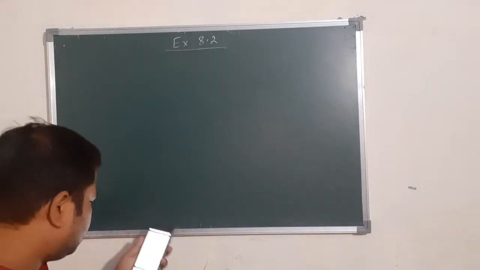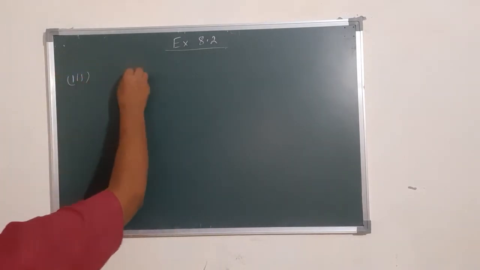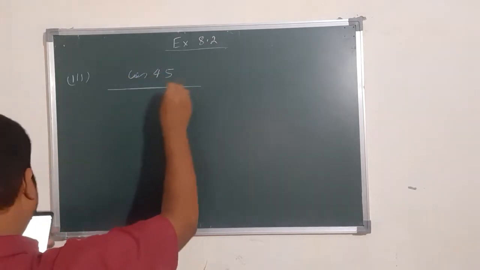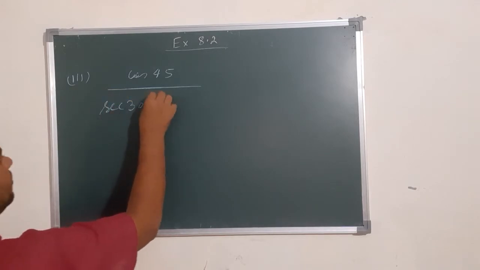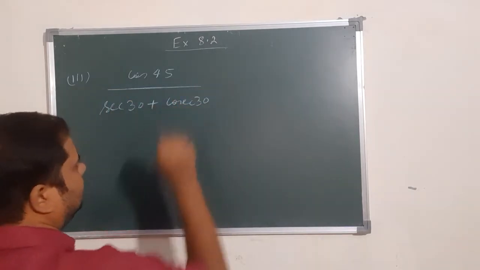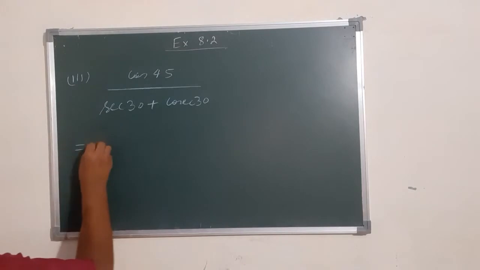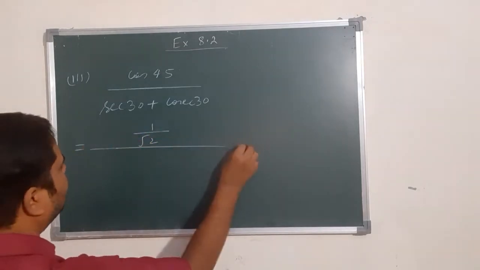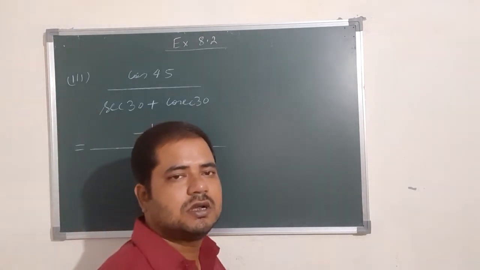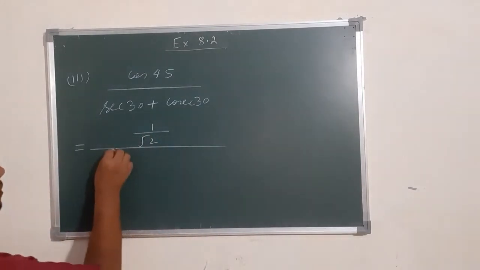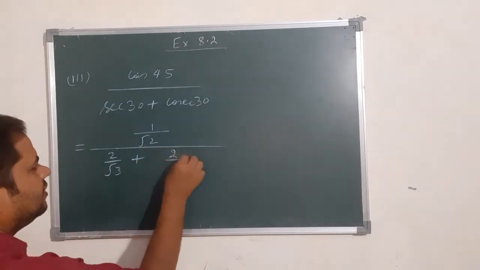This is cos 45 divided by sec 30 plus cosec 30. Okay. So we just put the values of cos 45, that means 1 by root 2, and divided by sec 30. Sec 30 is nothing but reverse of cos 30. Cos 30 is root 3 by 2, then this is nothing but 2 by root 3, plus cosec 30 is reverse of sin 30, 1 by 2, then this is 2 by 1.